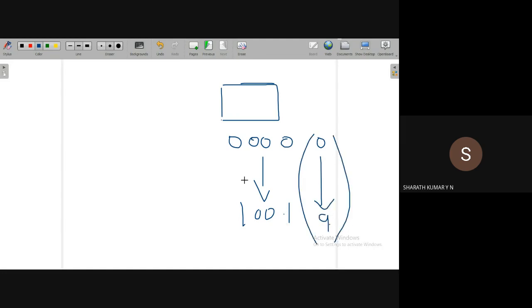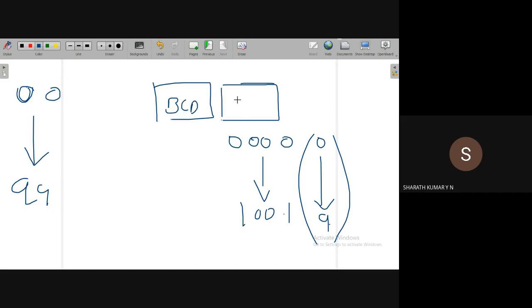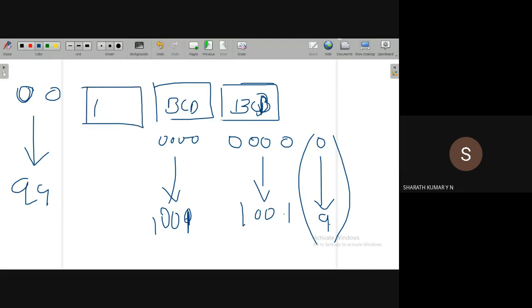Let us say we want a multi-digit counter, that is, we want to go from 00 to 99. For that we can use one more BCD ripple counter, which will again go from 0000 up to 1001. One more 4-bit BCD counter will go again from 0000 up to 1001, which gives 9.